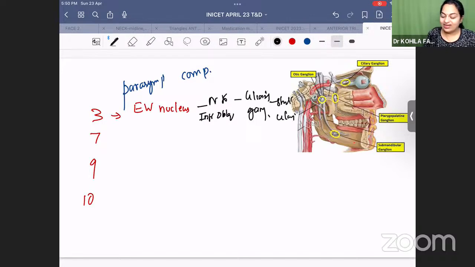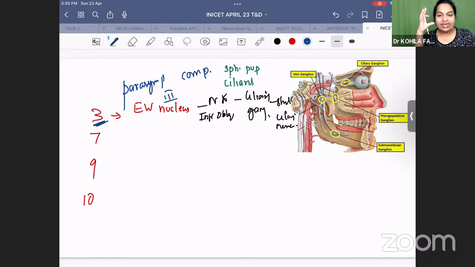Short ciliary nerves, right? And what do they innervate? In the ganglia and the fibers, they are going to innervate which muscles? Ciliaris and sphincter pupillae. So in a third nerve lesion, what will happen? Loss of accommodation and dilated pupil, isn't it? Two features because of the parasympathetic component.